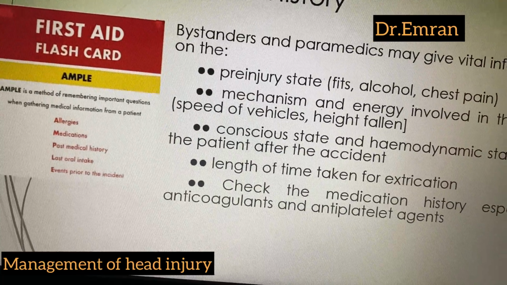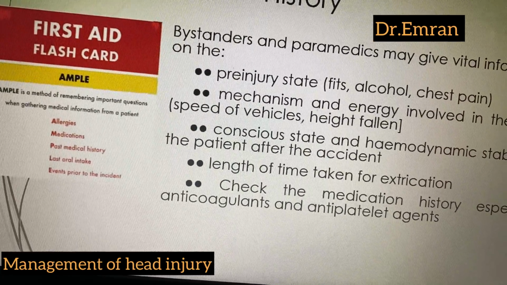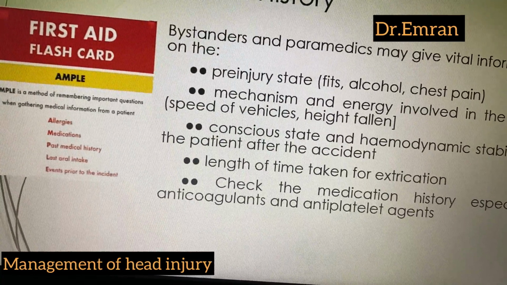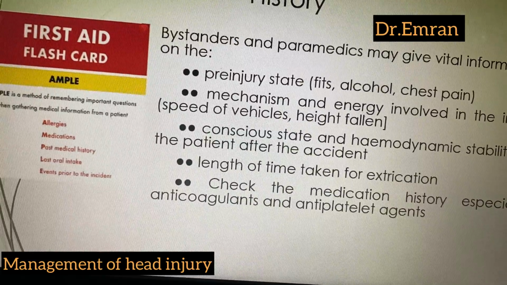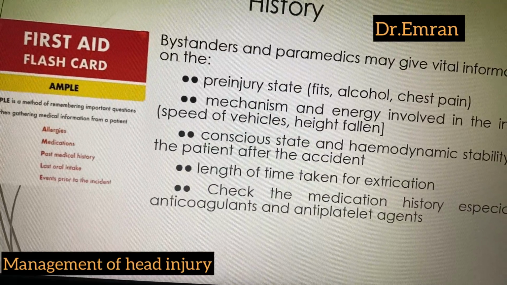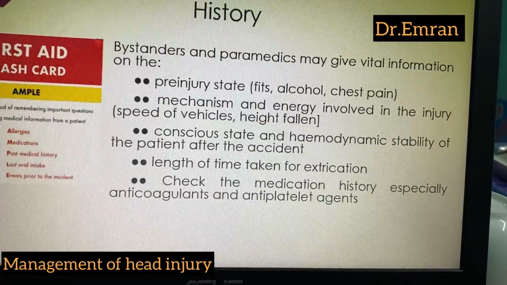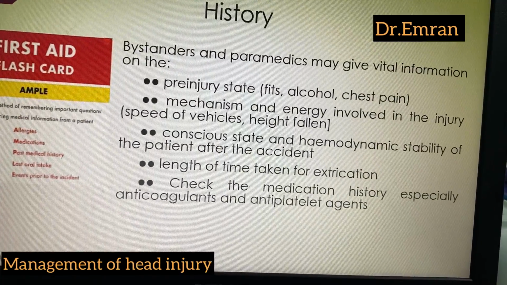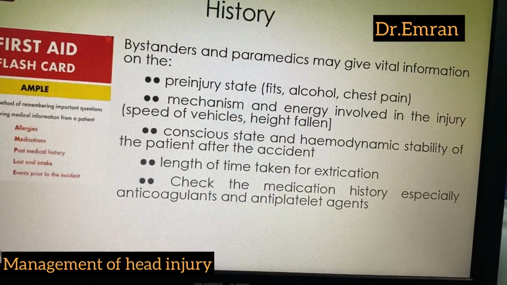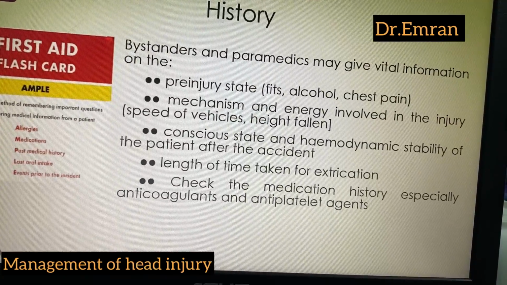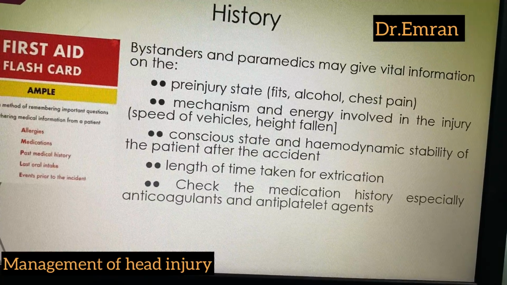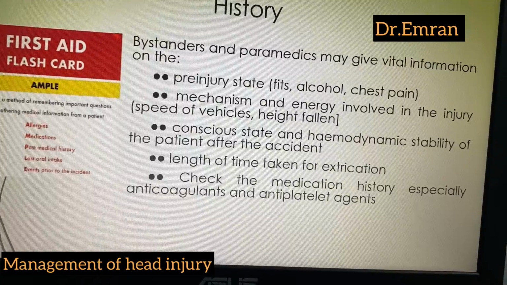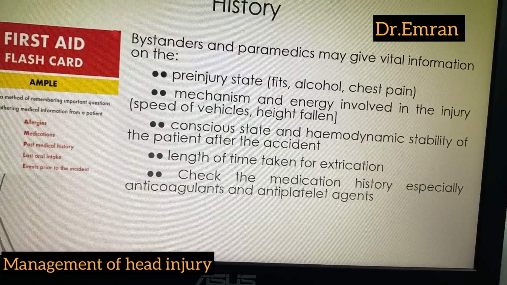Past medical history, that is whether the patient is suffering from asthma or COPD or ischemic heart disease or not. Last oral intake, events prior to the incident, and this history should be taken from the bystanders and paramedics. And it is important to take the mechanism and energy involved in the head injury, that is speed of the vehicle and height from which he or she has fallen. This will help you to determine the head injury grading.